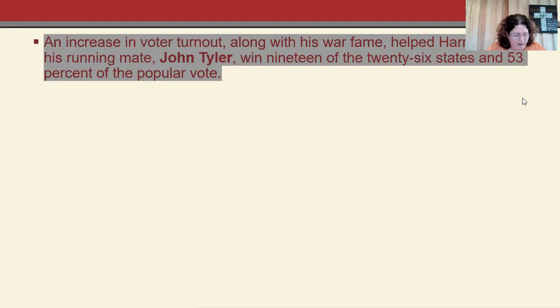The Whigs campaigned with gusto. Dressed as Indians, they played up Harrison's victory over Tecumseh at the Battle of Tippecanoe. They served gallons of cider to voters and put on parades complete with bands, banners, and flags. Voter turnout increased 60% over 1836. This increase, along with his war fame, helped Harrison and his running mate, John Tyler, win 19 of the 26 states and 53% of the popular vote.